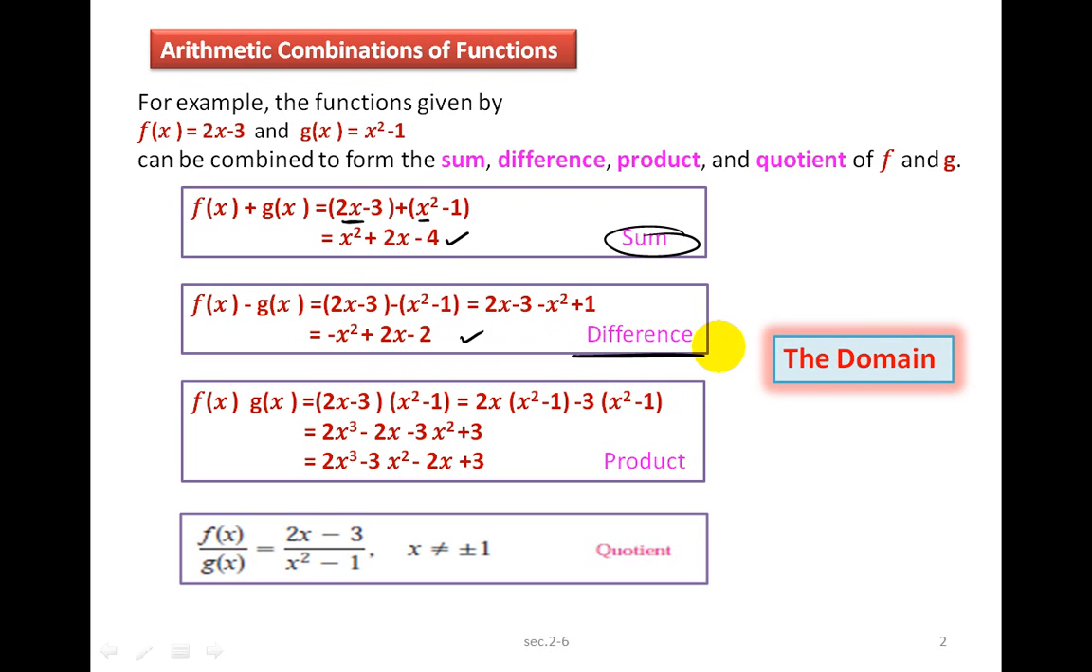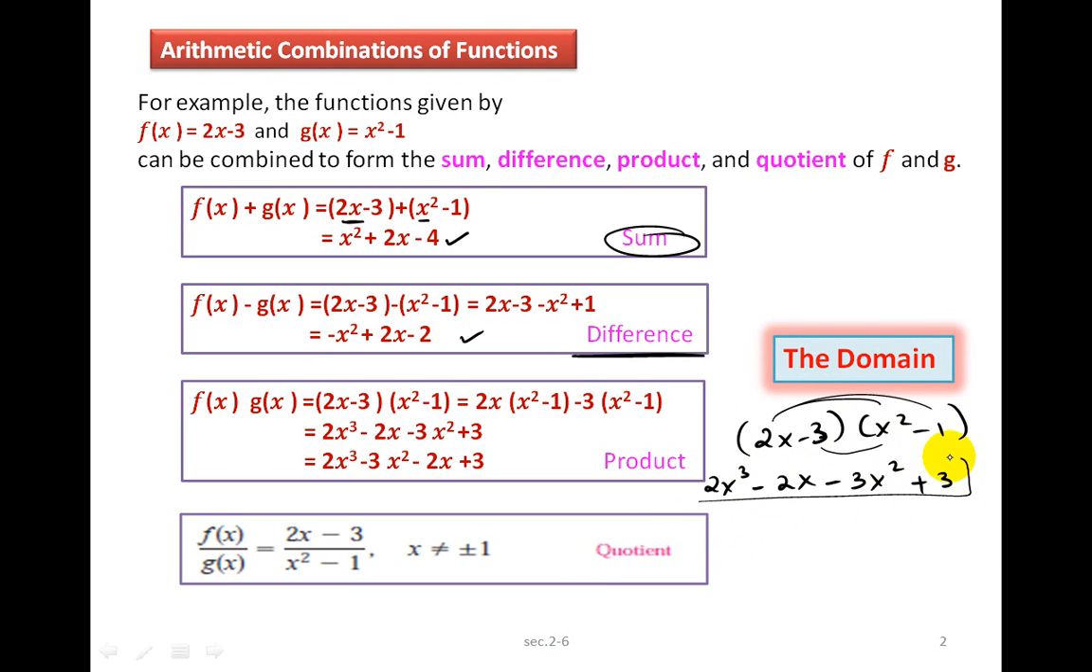What if we're talking about the product? Let's say you have here 2x minus 3 and x squared minus 1. Once you want to multiply them, 2x minus 3, and here you have x squared minus 1. So start by multiplying. 2x times x squared will give you 2x cubed. 2x times negative 1 will give you negative 2x. Minus 3 times x squared will be minus 3x squared, and minus 3 times minus 1 will be positive 3. So this would be the product.